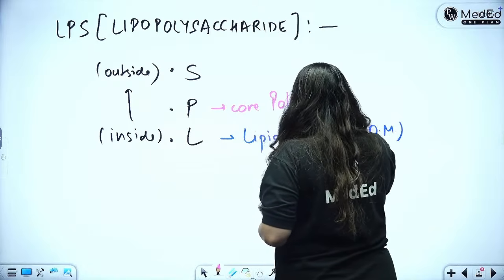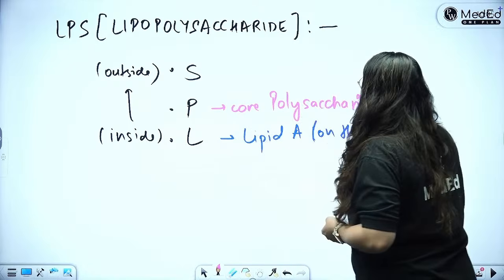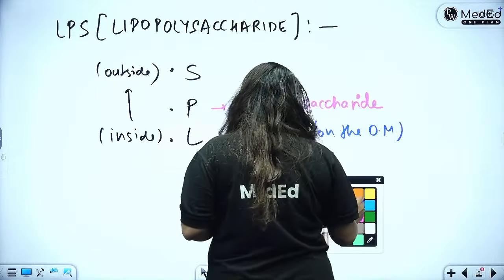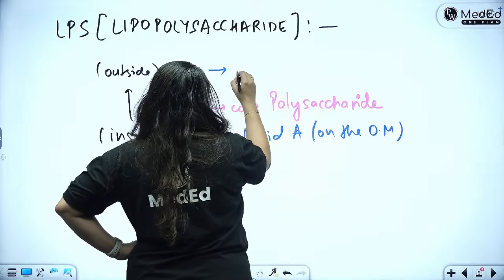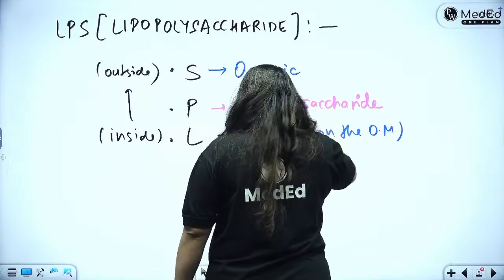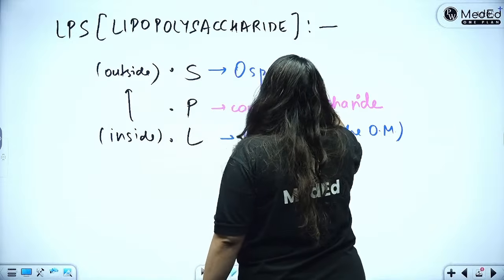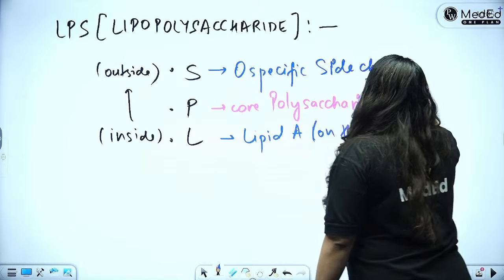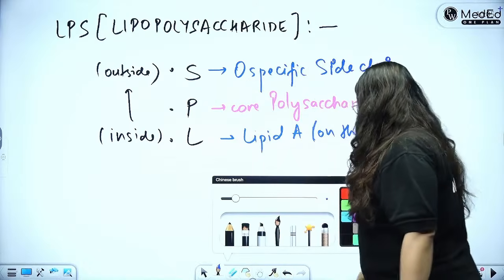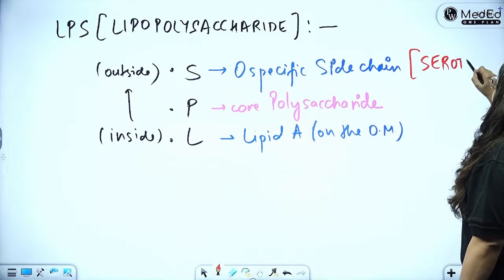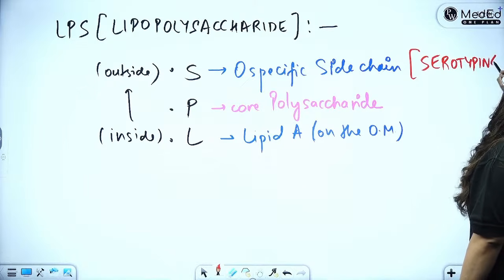What does core polysaccharide do? Nothing. It just provides structural integrity to the cell wall. Then S, the outermost, is the O-specific side chain, or you can also simply remember it as side chain. You must have heard that the O-specific side chain is what we use for serotyping of the bacteria, the surface typing of the bacteria, right?